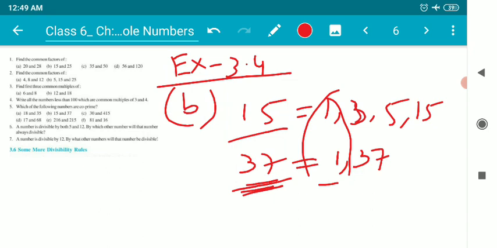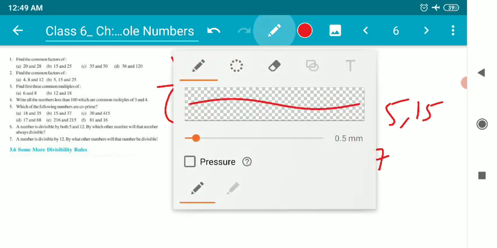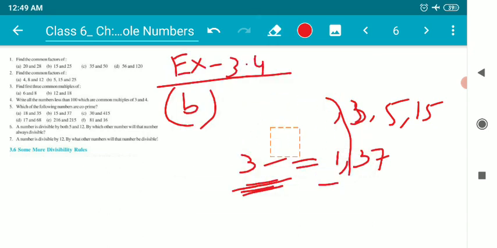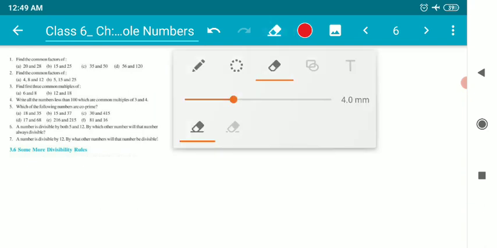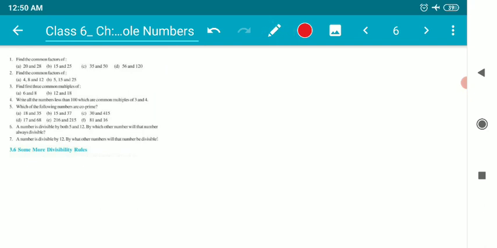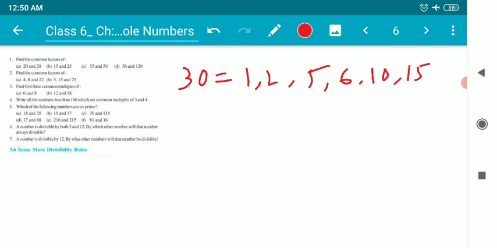Let us check with the next one, number C, which is a bit bigger because the second number is 415, which is a fairly large number. So I'll teach you how to break that number down also. What are the factors of 30, children? 1, 2, 3, 5, 6, 10, 15, and 30 itself.